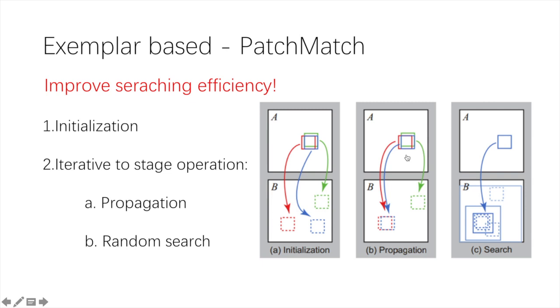This is exactly the idea I mentioned before. The red patch is the nearest neighbor of the blue patch. So if the red patch is similar to this patch, the blue patch should also be similar to this patch. After that, we do a random search in B. Instead of searching the whole region B, we only need to search the match of its neighbor. That's why this method accelerates the convergence.